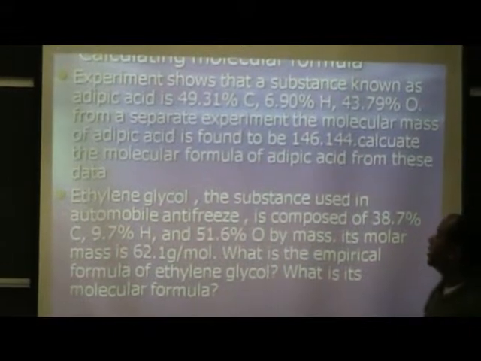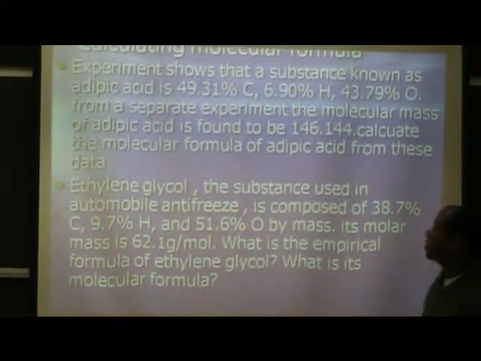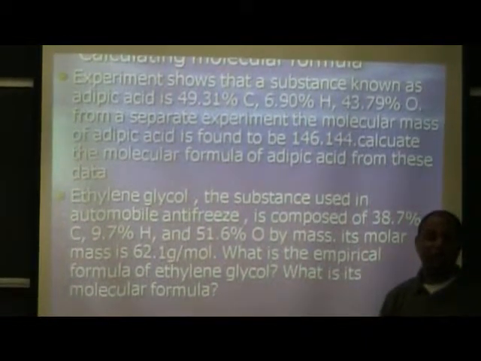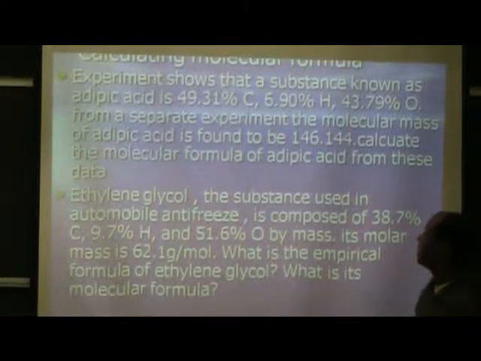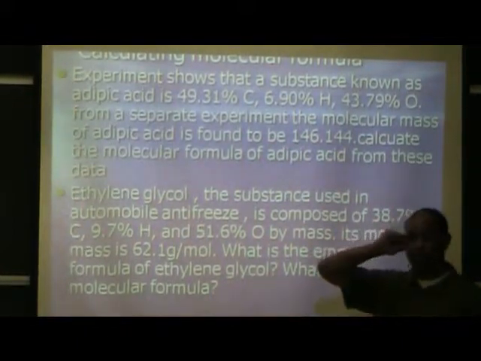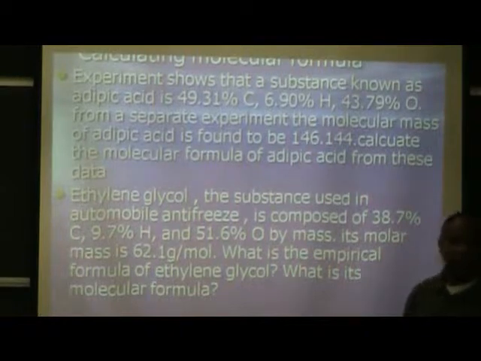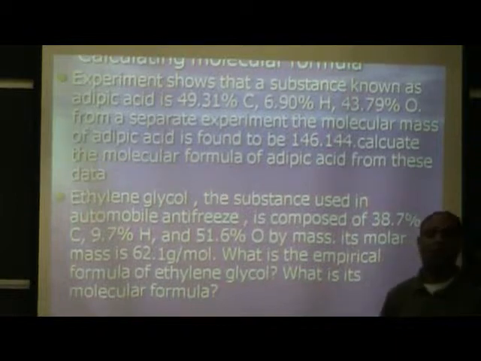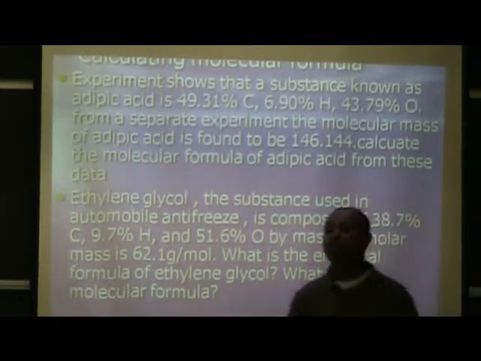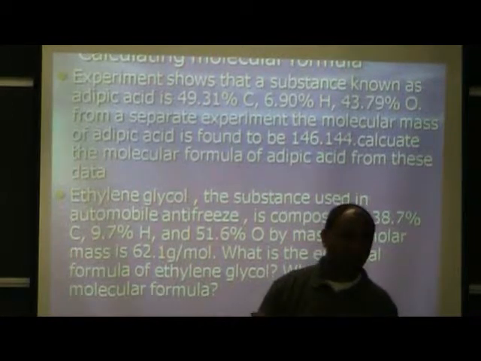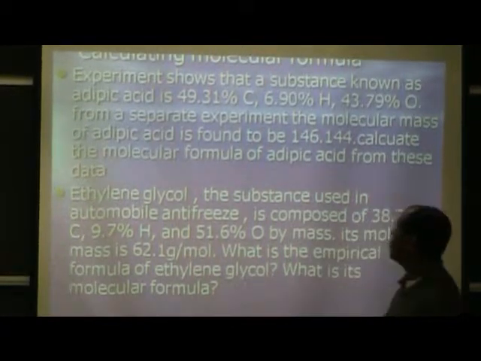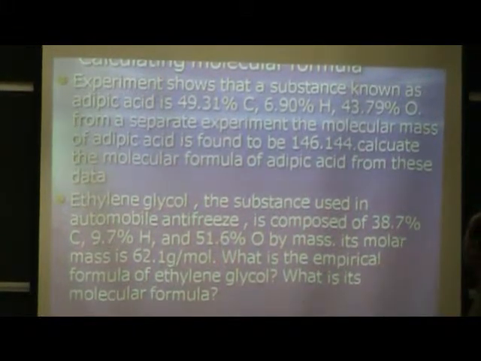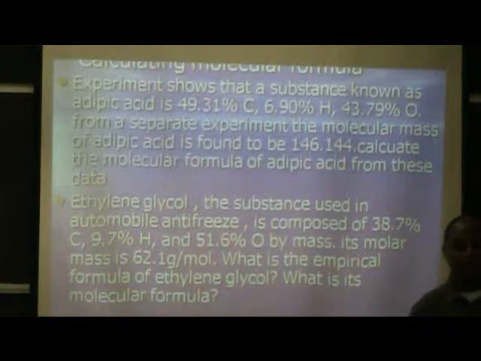Can we calculate the empirical formula of this compound? Yes. How do we calculate the empirical formula? Find the moles, find the smallest one and divide by it. Let's do it together. What is the atomic weight of carbon? 12. What is the atomic weight of hydrogen? 1. What is the atomic weight of oxygen? 16. I want everybody to divide carbon, which is 49.31%, by 12, 6.9 by 1, and 43.79 by 16, and give me the answer.